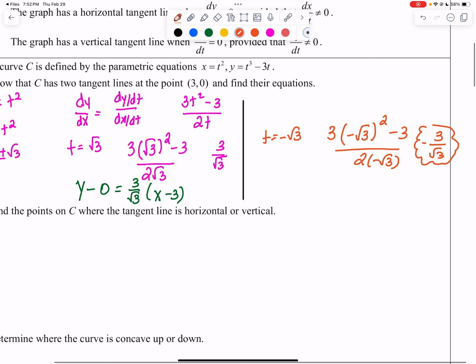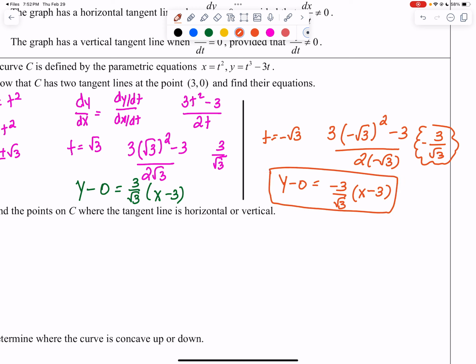Your tangent line is going to be y minus 0, your slope, and then your x value. So this is going to be my 2 tangent lines.